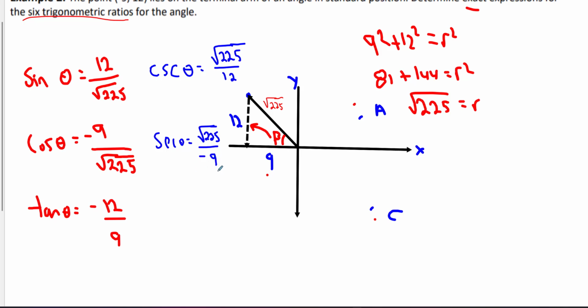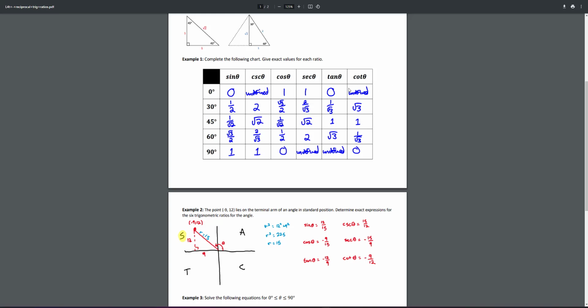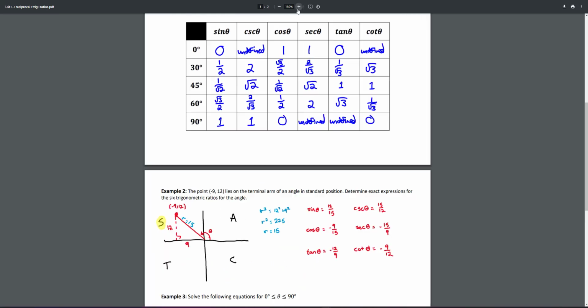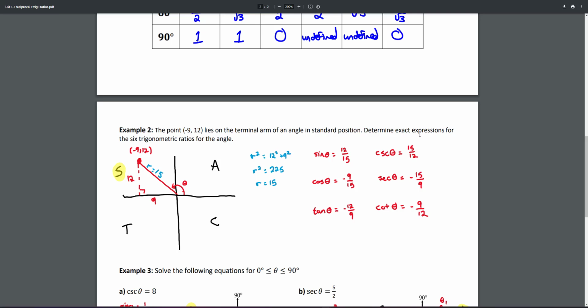Doesn't really matter where you put the negative sign. You can write it on the 9 or the top numerator. It doesn't really matter. And then we have cotangent, which is the opposite of this one here, which is 9 on top, 12 on bottom, and the negative sign is there. And that's the answer. That's it. That's all you have to do. So don't be confused just because there's 3 new ratios now on the block.